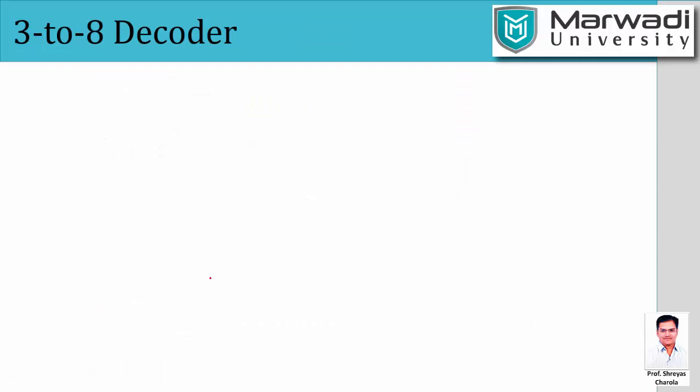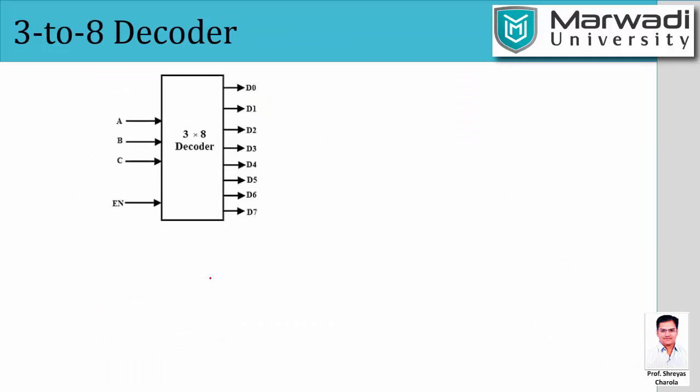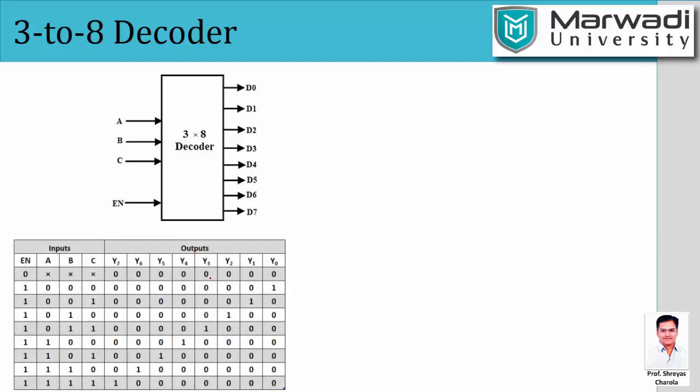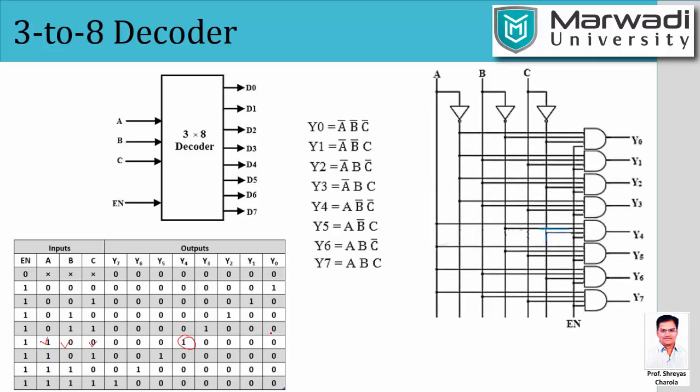If you write a 3 to 8 decoder, same procedure: we have A, B, C as inputs and D0 to D7 as outputs. Look at the inputs and outputs, what we need. Let us take one case to explain it. If enable is 1 and the input is 1 0 0, this is 4, that means y4 will be 1 and the rest of them are 0. Based upon this, you just make the equations and the combinational logic circuit. Enable is compulsory, remember this.